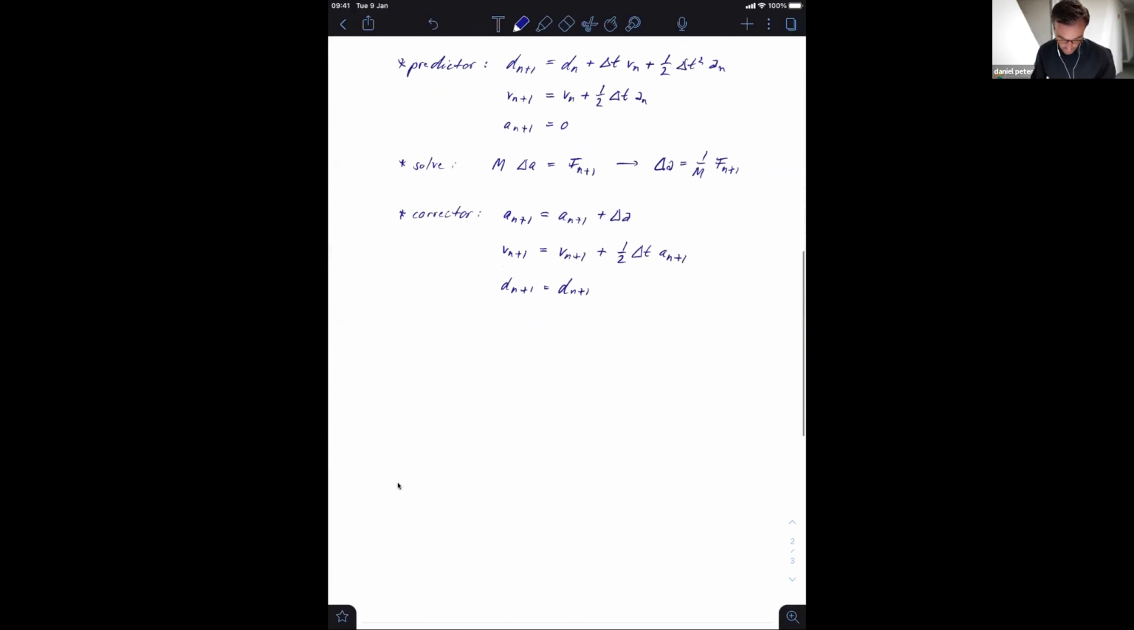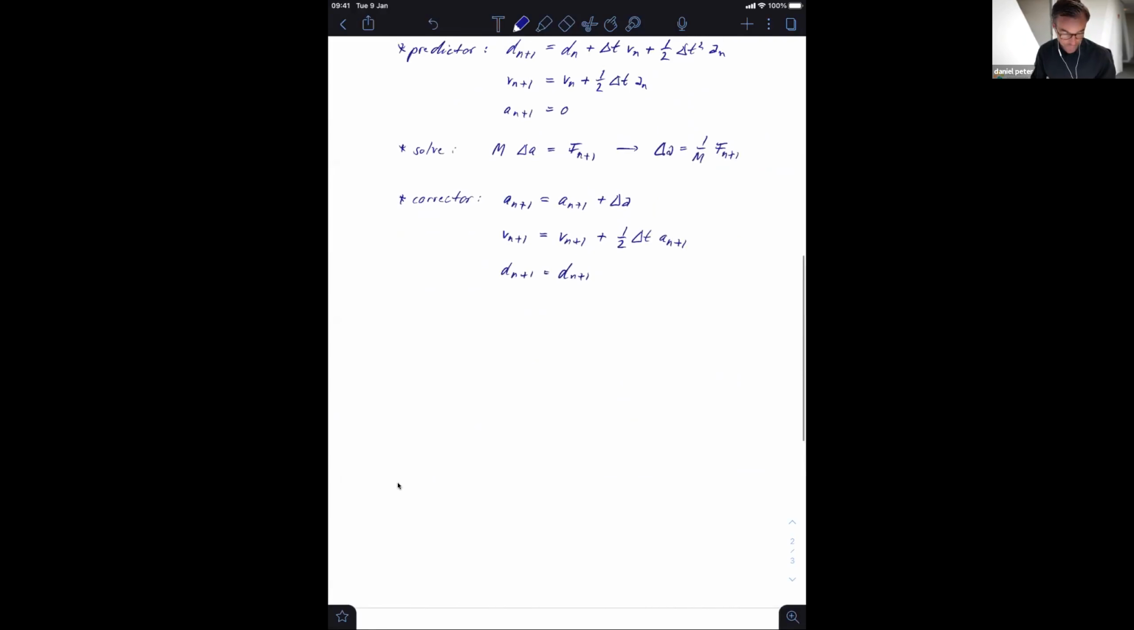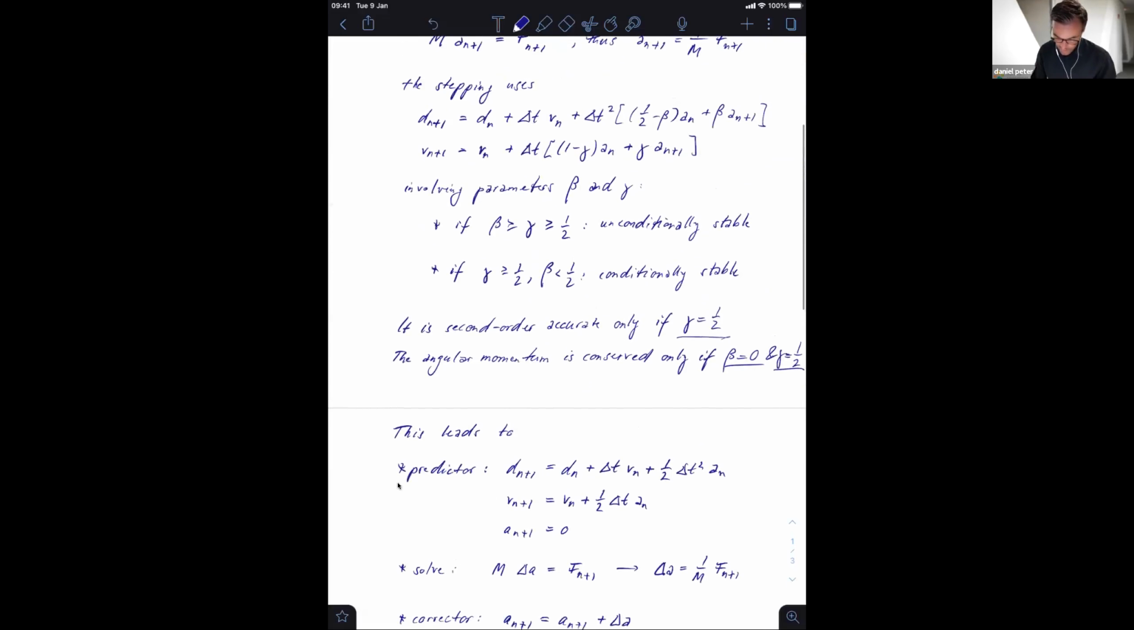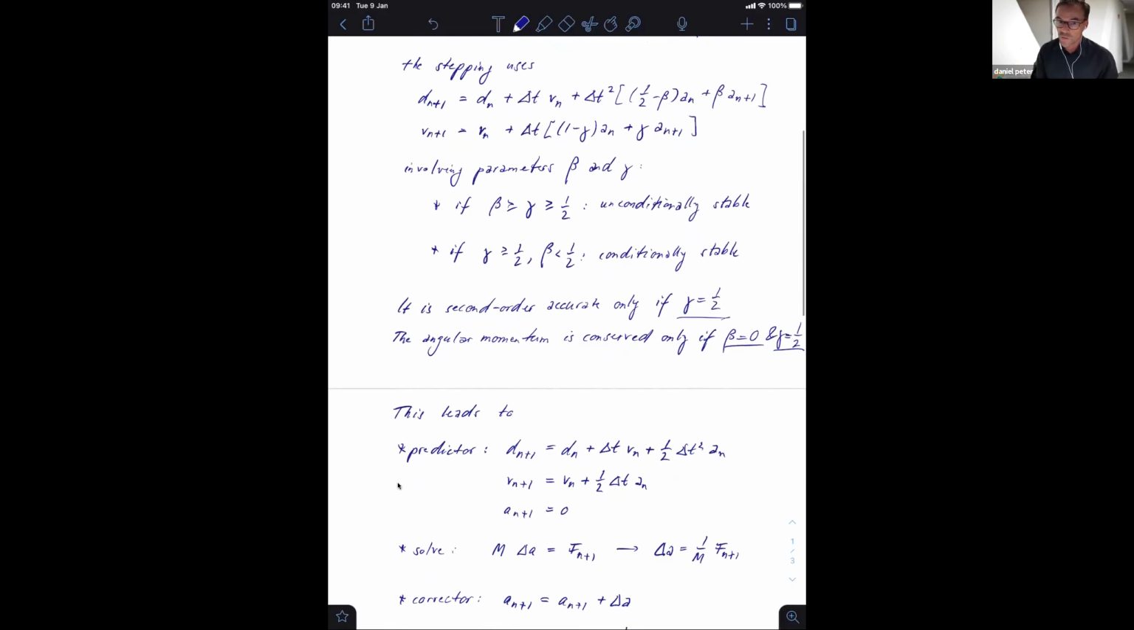There are some practical notes. Let me quickly tell you more about the stability from a practical point of view. So you see the choice that we have with beta 0 and gamma 1/2. It means we are in this conditionally stable regime of the scheme. So there's a time step condition involved for our choice for beta and gamma.